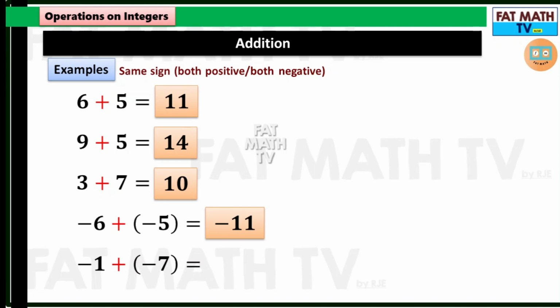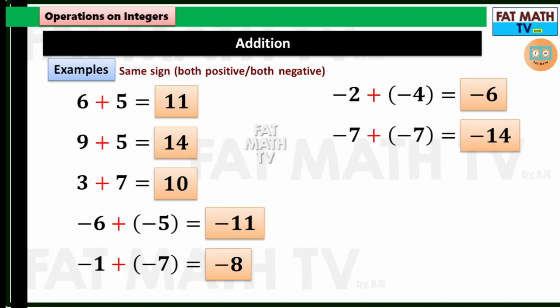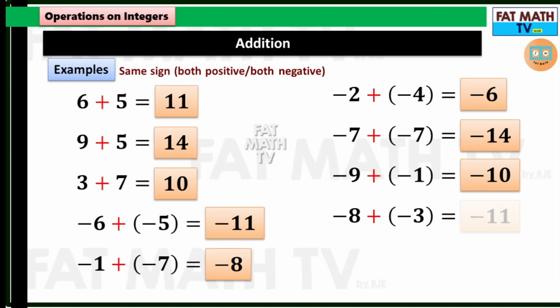-1 plus -7 is -8. Since both of them are negative, you just add their absolute values. Add 1 and 7, that is 8. And copy the sign, which is negative. -2 plus -4, you have -6. Just add 2 and 4, that's 6. Both of them are negative, so the answer is also negative. -7 plus -7 is -14. -9 plus -1 is -10. -8 plus -3 is -11. -5 plus -5 is -10.